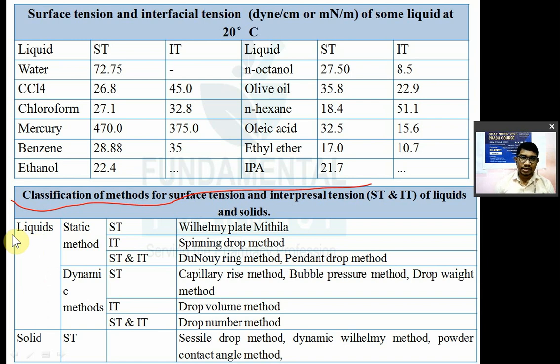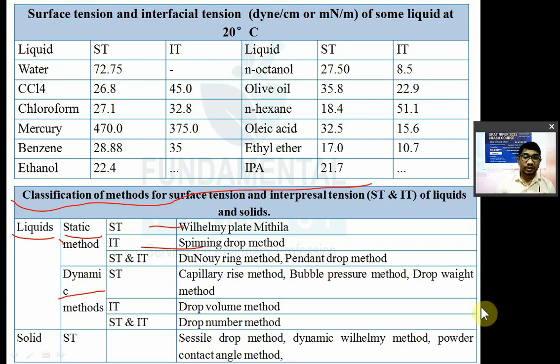So remember, measuring of surface tension of liquids. Now, there are two methods. First is a static method. In a static method, there is no movement. Dynamic method means there is a movement. So surface tension of liquid or interfacial tension of liquid can be measured by static method. Surface tension can be measured by Wilhelmy plate method. Interfacial tension can be measured by spinning drop method. These are the static methods. Wilhelmy plate method for surface tension and spinning drop method for interfacial tension. Both are the static method, right?